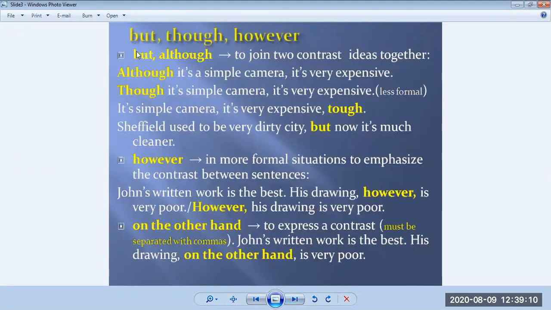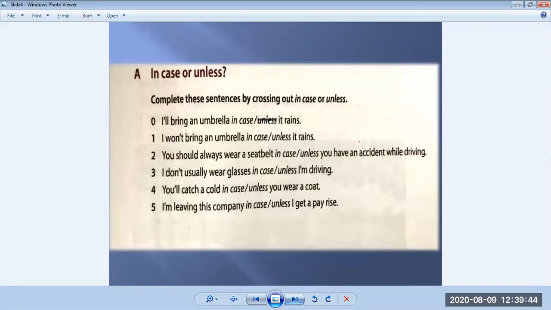Okay, here. But, although, we use them to bring up the contrast idea. Although goes at the beginning of the sentence, though is less formal than although, and also we use but. But is the mid position, although has initial position, and though has end position. Then also we have on the other hand. You have to use it with a comma, separated by commas, because why? It's always in mid position.